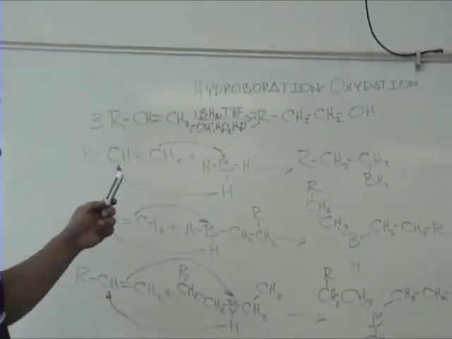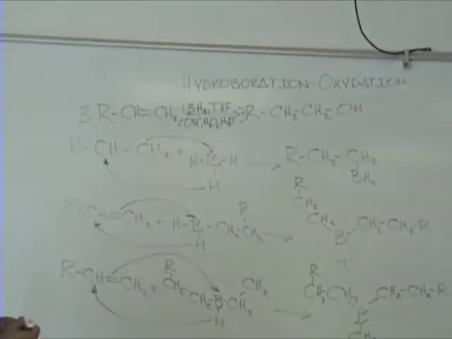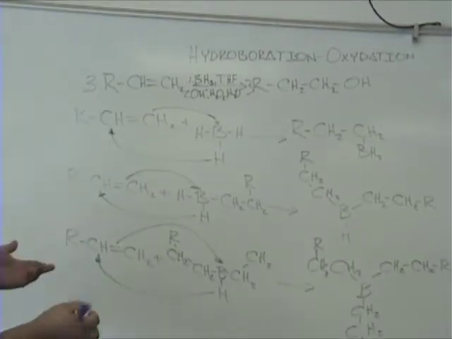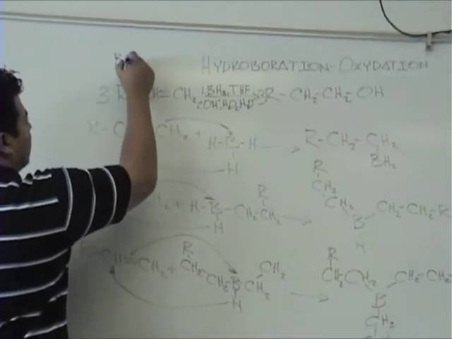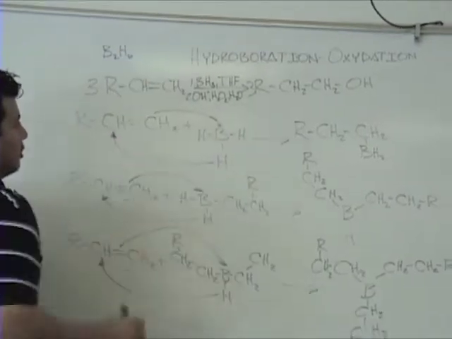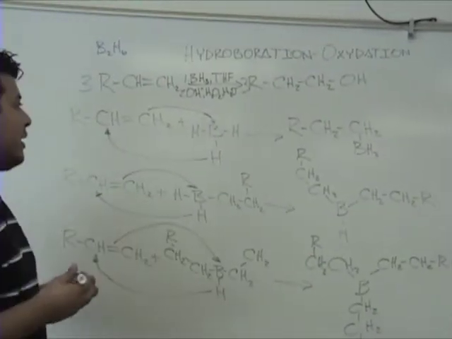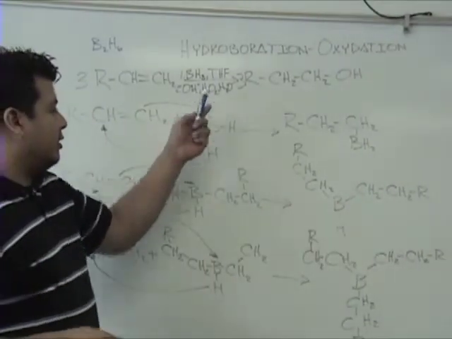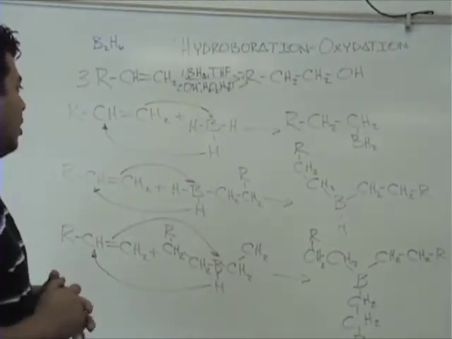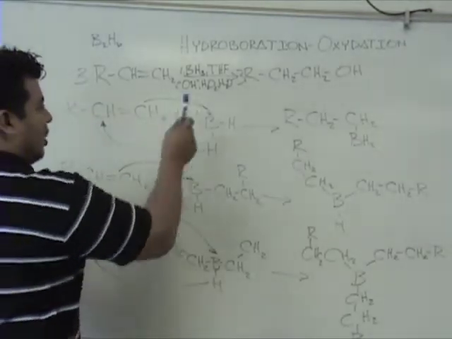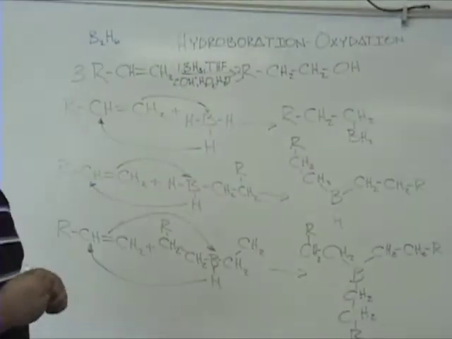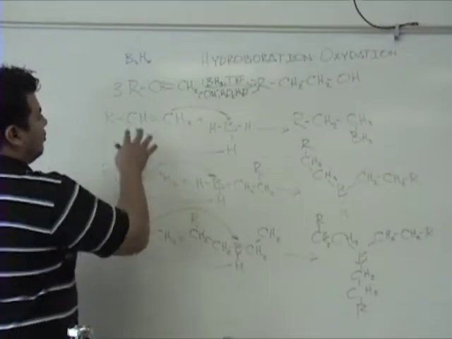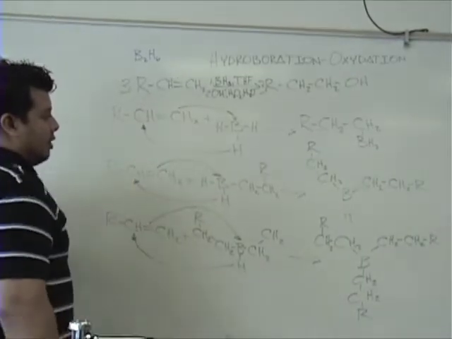Now, the way we find borane in nature is B2H6. So an effective way of separating and getting the BH3 is using tetrahydrofuran. So that's the only reason that you use tetrahydrofuran. You will not see it in the mechanism though. So you have your alkene.